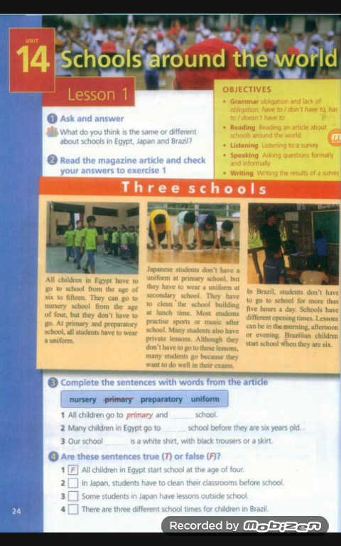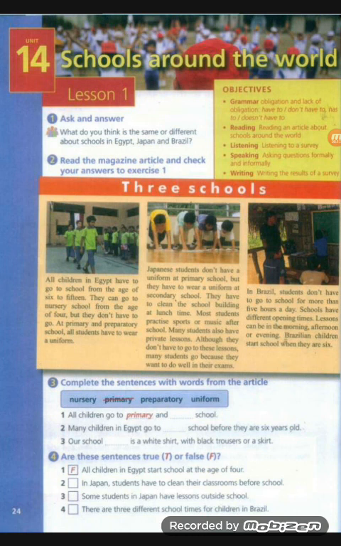Number 2, many children in Egypt go to space school before they are 6. I'm sorry. Number 1, all children go to primary and preparatory school. Actually, number 2, many children in Egypt go to nursery school before they are 6. So it's nursery. Number 3, our school. Yes, very good.